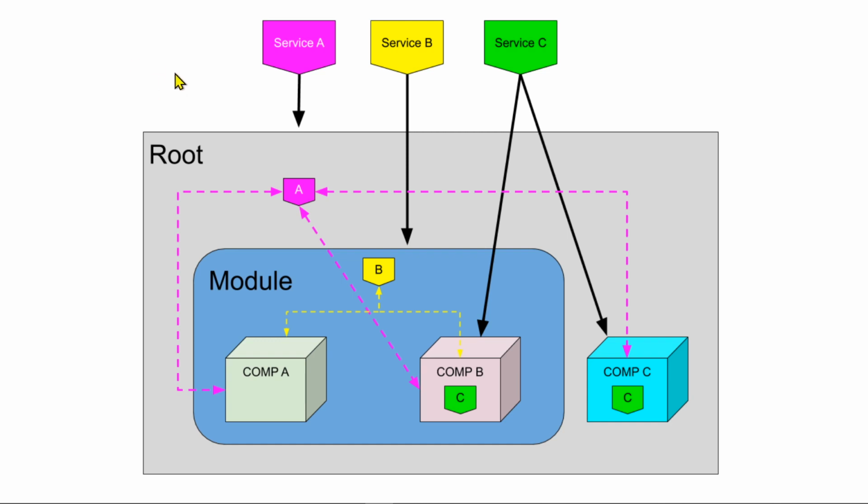So a service can be injected at the root level here, shown in pink. When you inject it at the root level, the single copy is available through the entire application. So all the modules and all the components in the application can use that service if they want to. And you can also inject that into the module level.